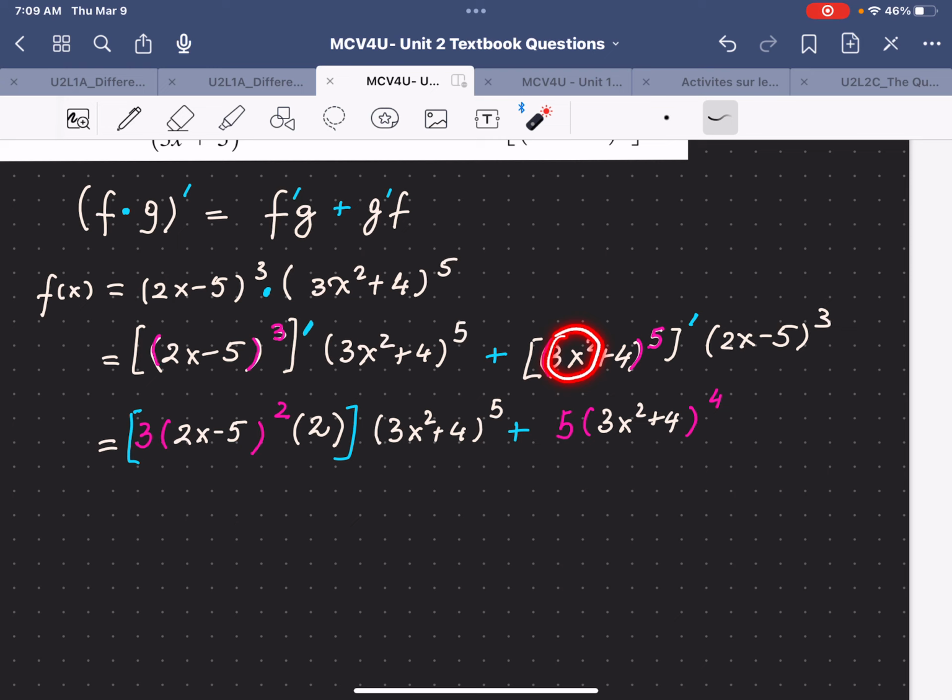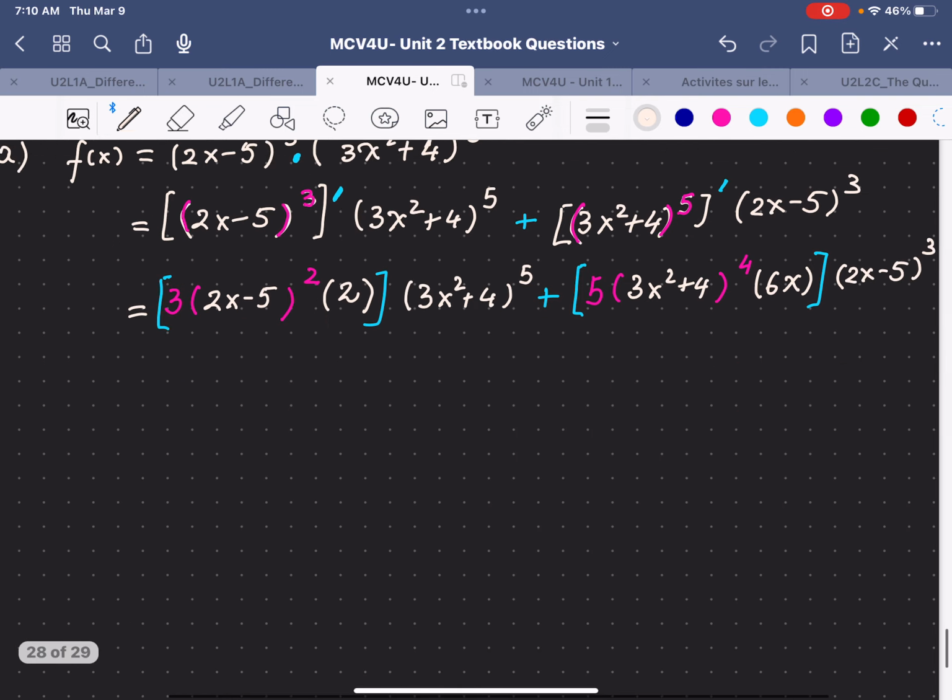So derivative of 3x squared is 6x, and derivative of 4 is 0. So 6x plus 0 is still 6x, so we'll leave it as is. And obviously, as you can see in here, we have simply differentiated this factor, and that's what it equals right here. Which means that we now have to multiply by (2x minus 5) to the power of 3.